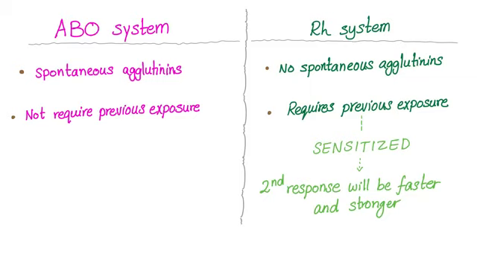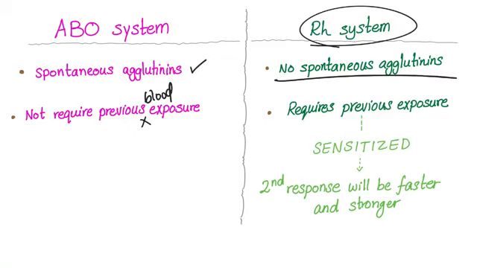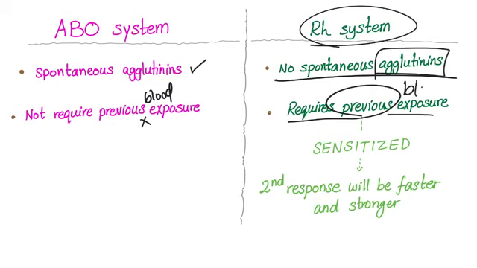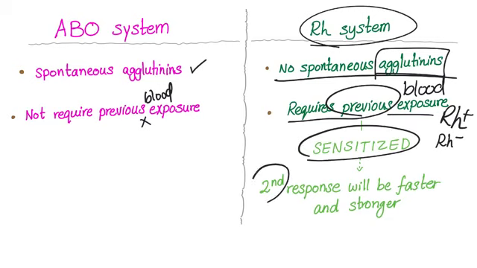The ABO system can produce spontaneous agglutinins without exposure to foreign blood. Any baby is born without any agglutinin, but just spontaneously, a few months after birth, the baby will form antibodies. So we do not require previous exposure to blood. On the other hand, in the Rh system, there is no such thing as spontaneous agglutinin. For these antibodies to form, you have to be previously exposed to blood that was Rh positive when you were Rh negative, so you're now sensitized. If this happens again, the second response will be faster and stronger.